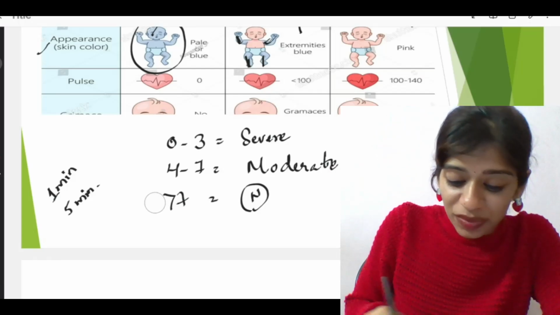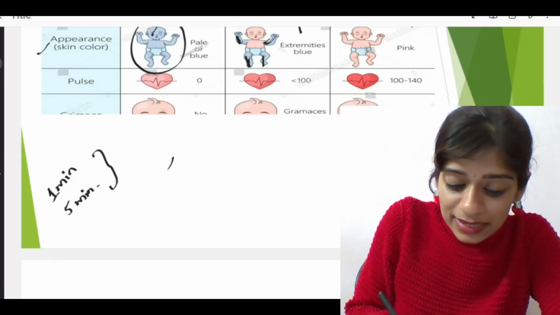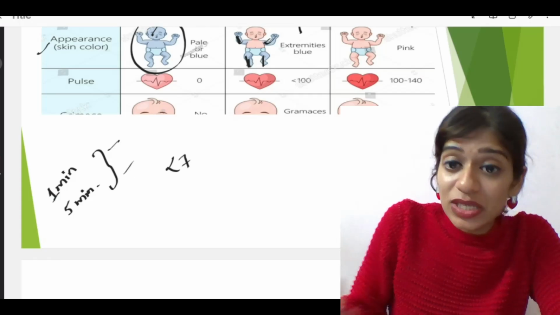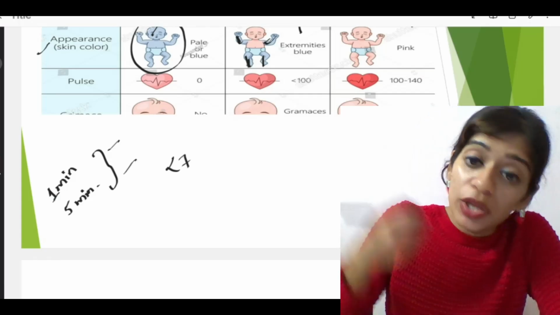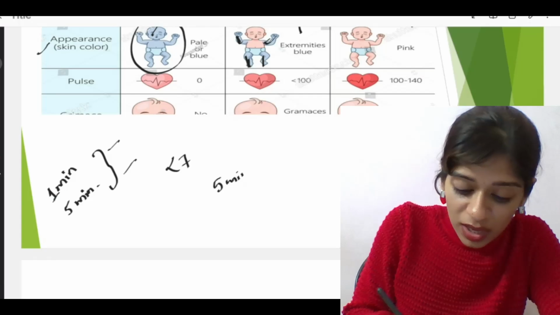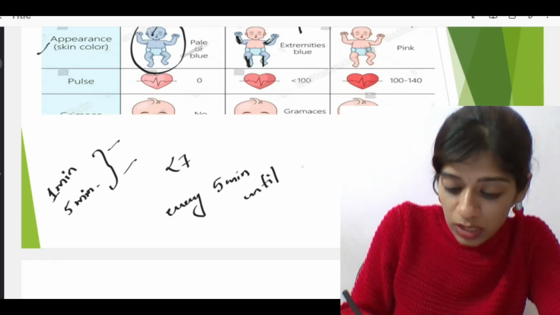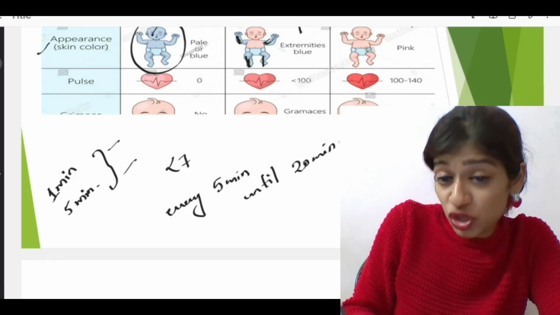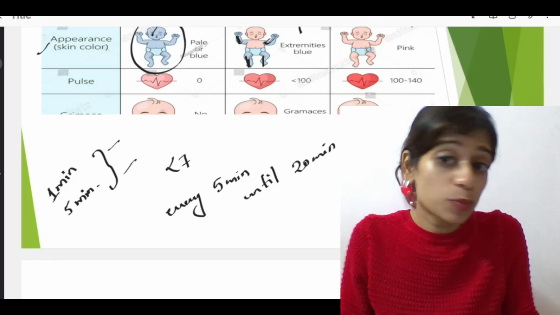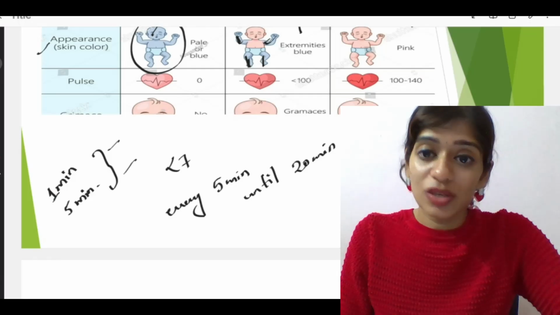Now, if you get a score of less than 7 at these 2 times, then you continue checking the Apgar score every 5 minutes until 20 minutes, and check if the Apgar score is improving. If it is improving, well and good. Otherwise, interventions have to be done to treat the baby.